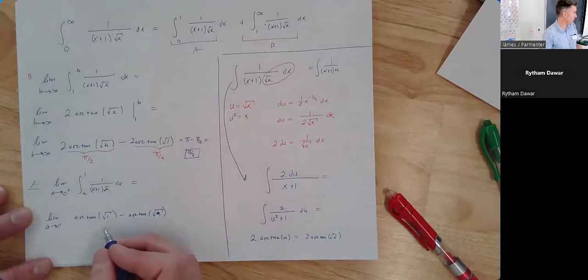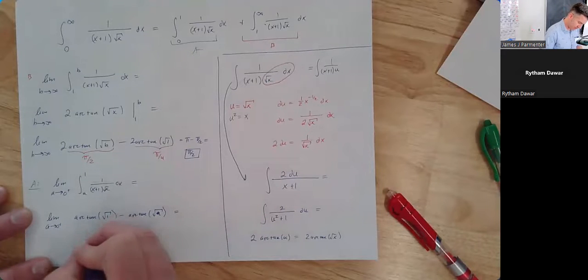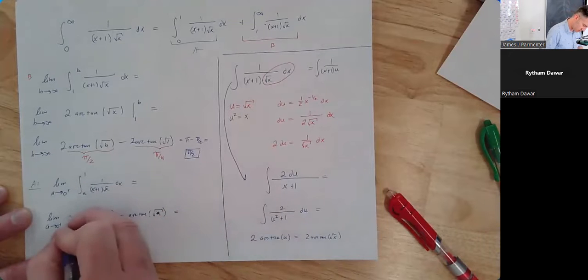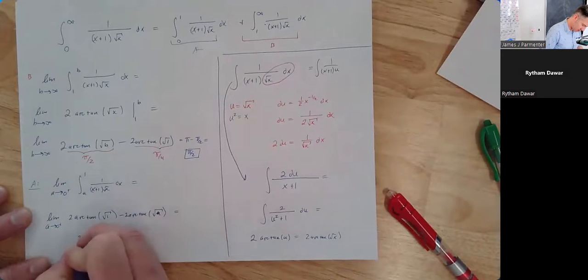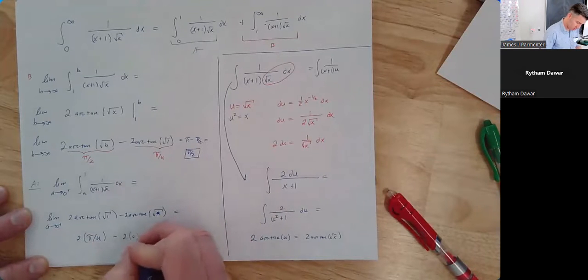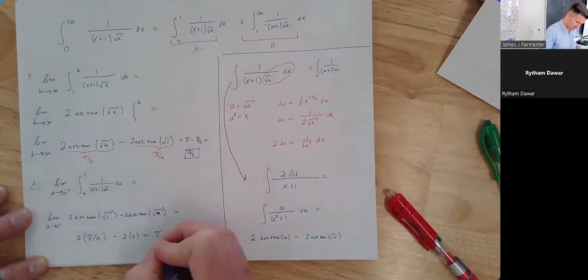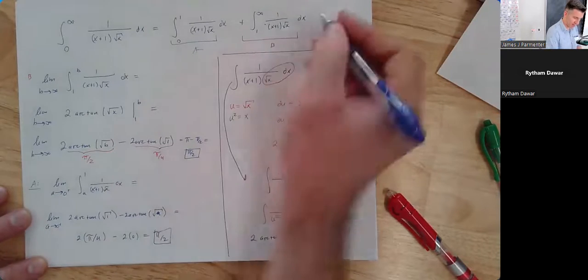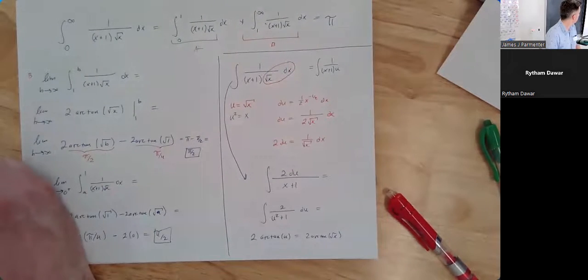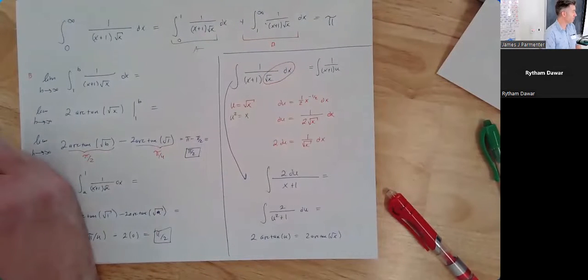And just like before, arctangent of 1 is pi over 4. I forgot the 2. Sorry, terrible human being. 2 times pi over 4 minus the arctangent of 0, which is 0. So I end up getting 2 times pi over 4, which is pi over 2. Then we add them together and we get pi over 2 plus pi over 2, which is pi. So this integral converges to pi. Kind of neat.